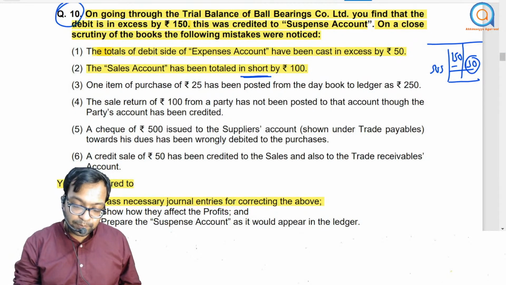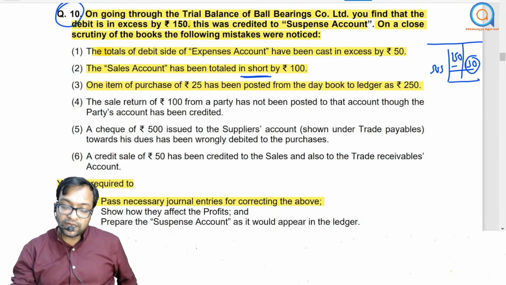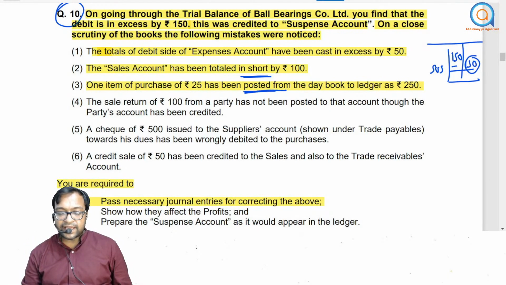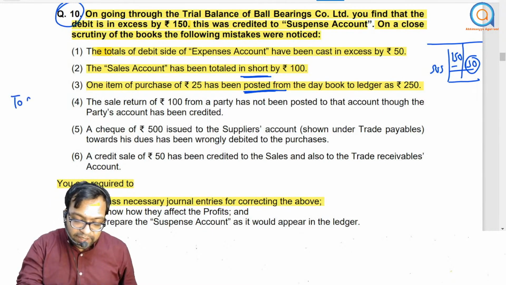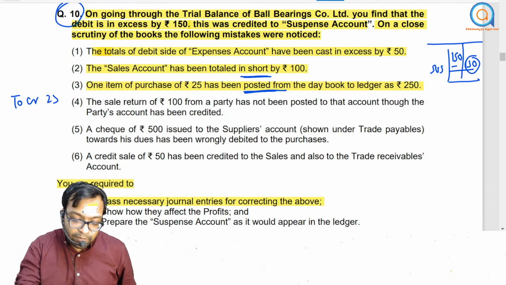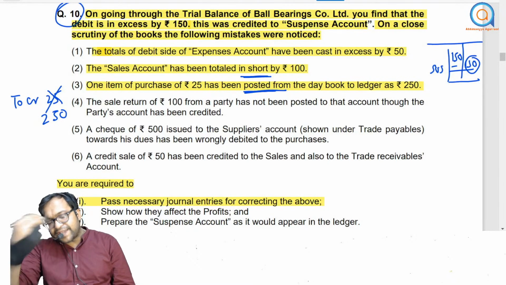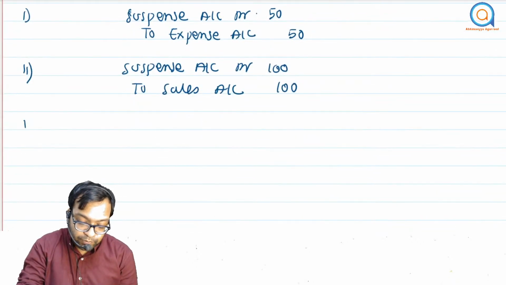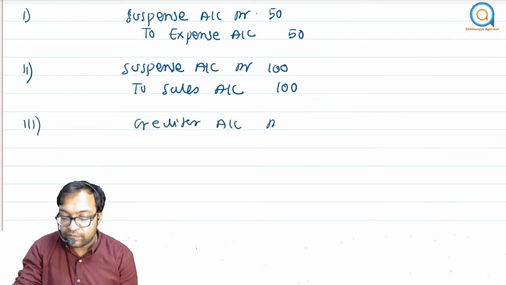One item of purchase, 25, has been posted from daybook to ledger as 250. Now you see the mistake is in posting. So the mistake is not in the purchase account but in the creditor. You should have credited the creditor with 25 but you have posted 250. So you have credited the creditor extra by 225. Now in order to rectify, you should debit your creditor by how much? 225.